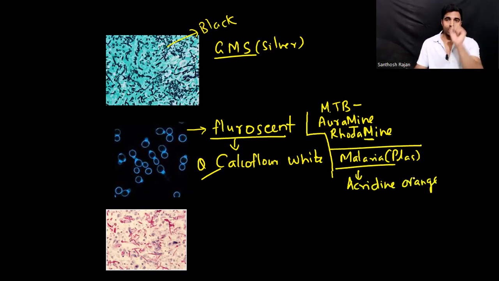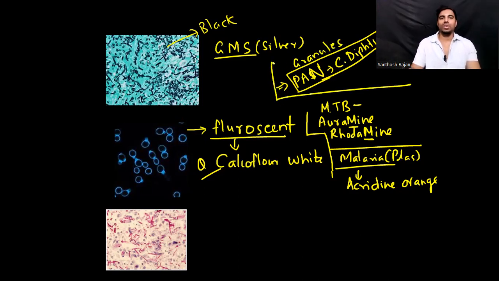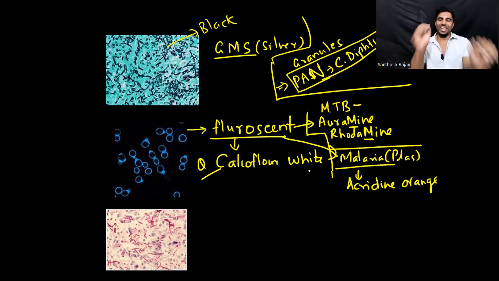Don't confuse it with Albert stain. Albert and Neisser stains are for Corynebacterium diphtheriae. They are not fluorescent stains. They are special stains for the granules of Corynebacterium diphtheriae. I'm just bringing it up so you think about it; it's totally different. For fluorescent stains, you have auramine and rhodamine, calcofluor white, and acridine orange for malaria. Just remember this much for fluorescent. Very simple, no need to confuse.